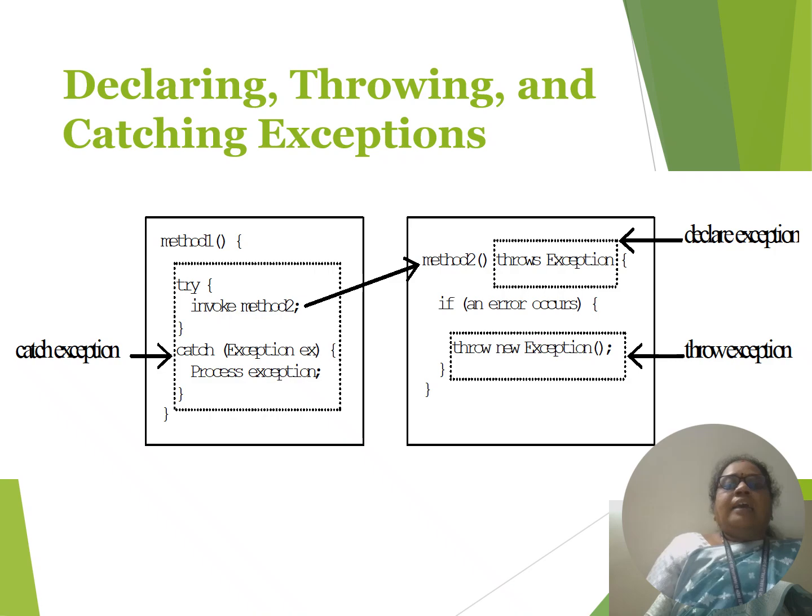So this is some example for the try catch blocks. Catching the exception, declaring the exceptions, and throwing the exception. This is the structure of declaring, throwing and catching exceptions. So we are going to declare the error, catch the error, and see how we are going to throw these exceptions.